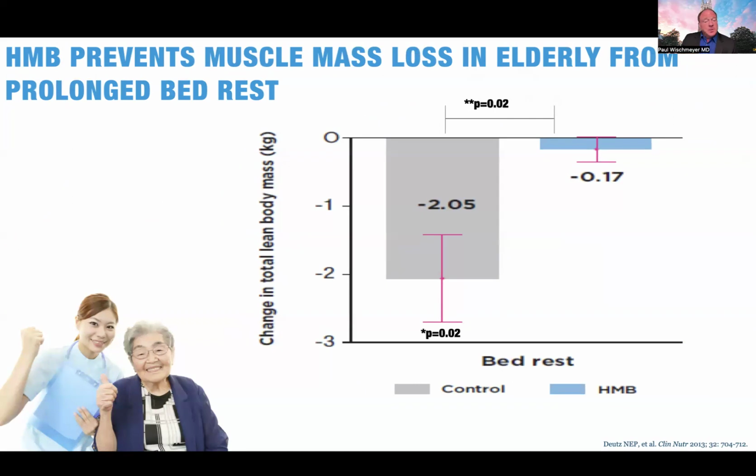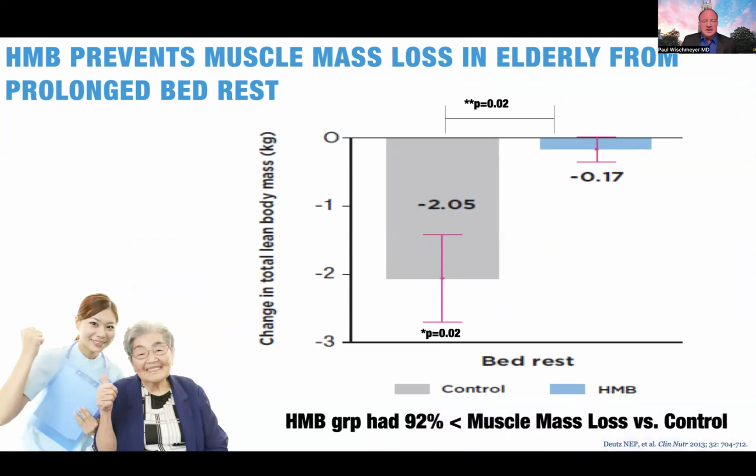So this is the most potent agent I've ever seen for the prevention of lean body mass loss in the elderly. And I think this is the most important study of the group. This is one of the most physiologically sound and best studies that have been done. So I think this is really compelling. 92% reduction of muscle loss versus control. This is why we encourage HMB so aggressively.